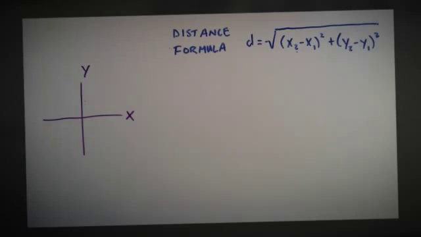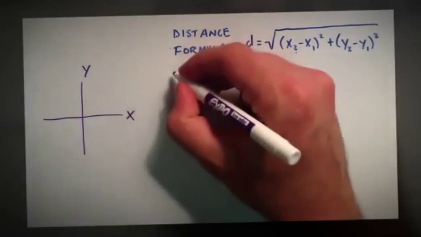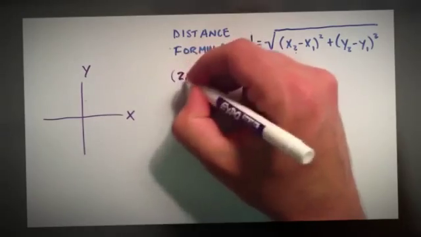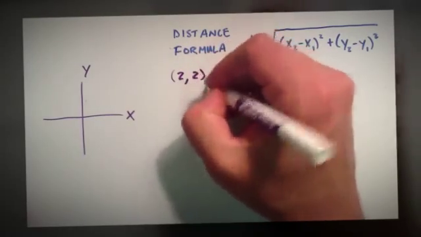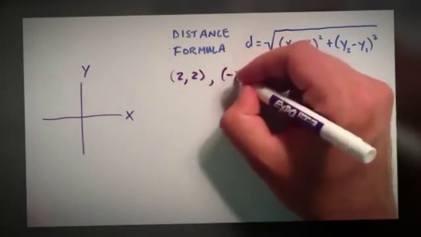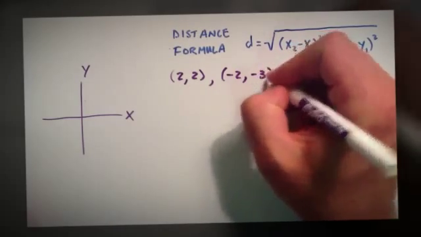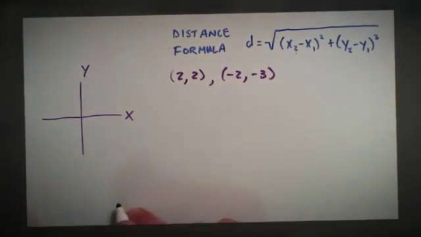Today I'm going to be showing you how to use the distance formula. The distance formula tells us the distance between 2 points on an xy plane. So let's say that we have 2 points. Let's say the first point is 2, 2, and the second point is -2, -3. And we want to find the distance between these 2 points.